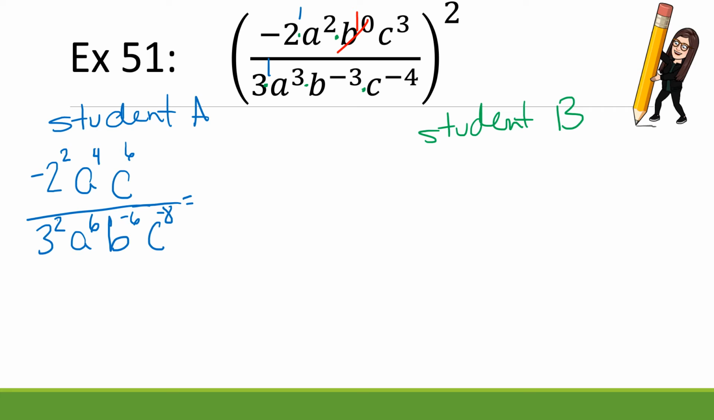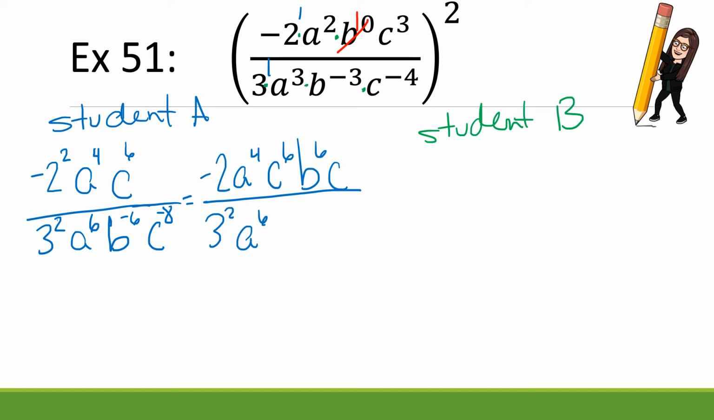Then student A says, well, I am going to move my negative bases. Stays. Oops, that's a C. Sorry about that. The C stays. The 3 stays. A stays. B goes to the top. And C goes to the top. Oops, I forgot my little square there.